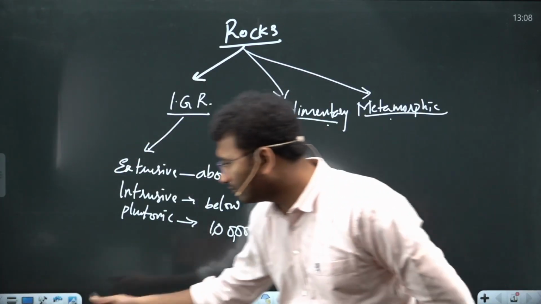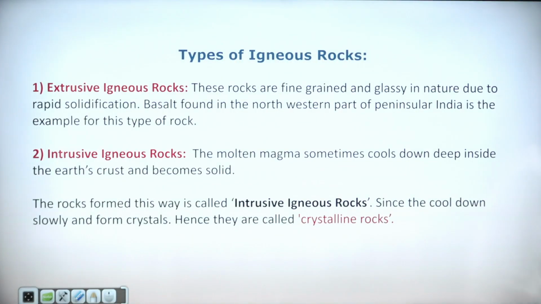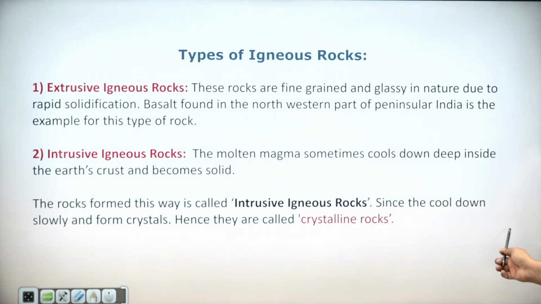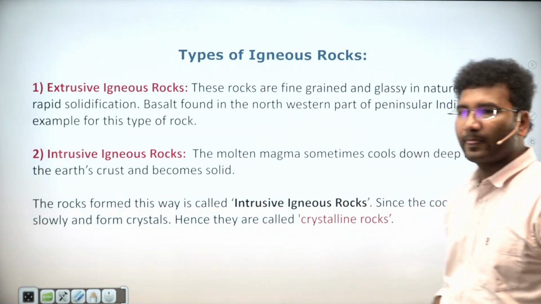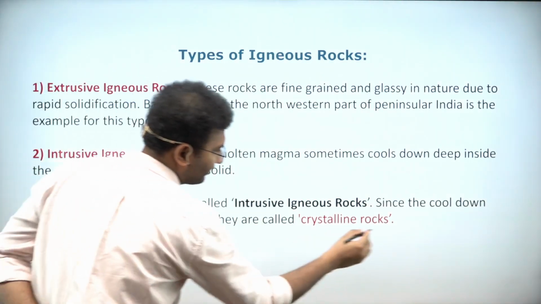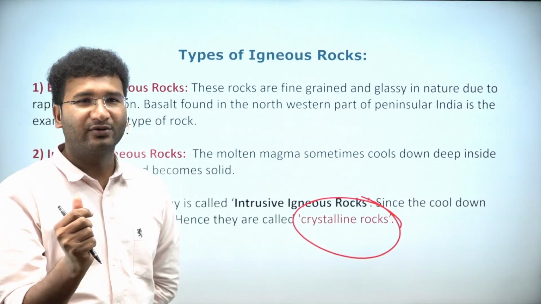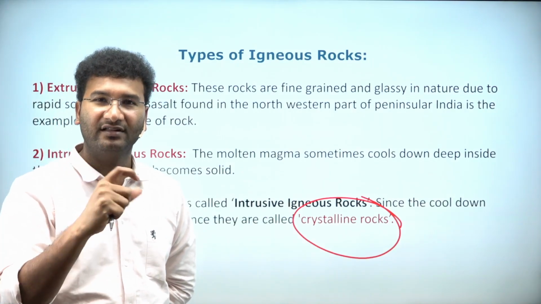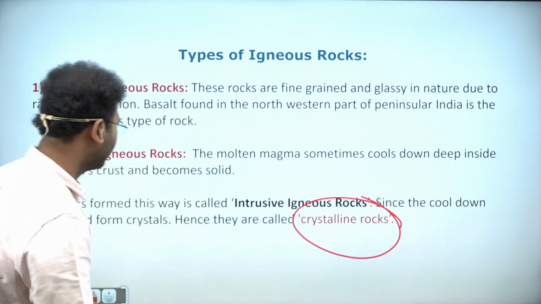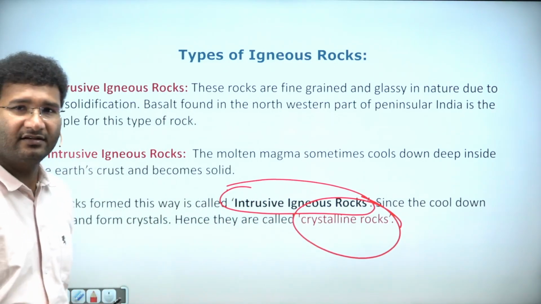Now let's go into a little more detail and try to understand further aspects of the igneous rock. You know that igneous rocks are of extrusive and intrusive types. Look here, your intrusive rocks are also called crystalline rocks. Why are they called crystalline rocks? Because I told you, the crystals are formed very neatly in the intrusive. The slower the cooling, the larger will be the size of the crystal. So that's why intrusive igneous rocks are also called crystalline rocks.